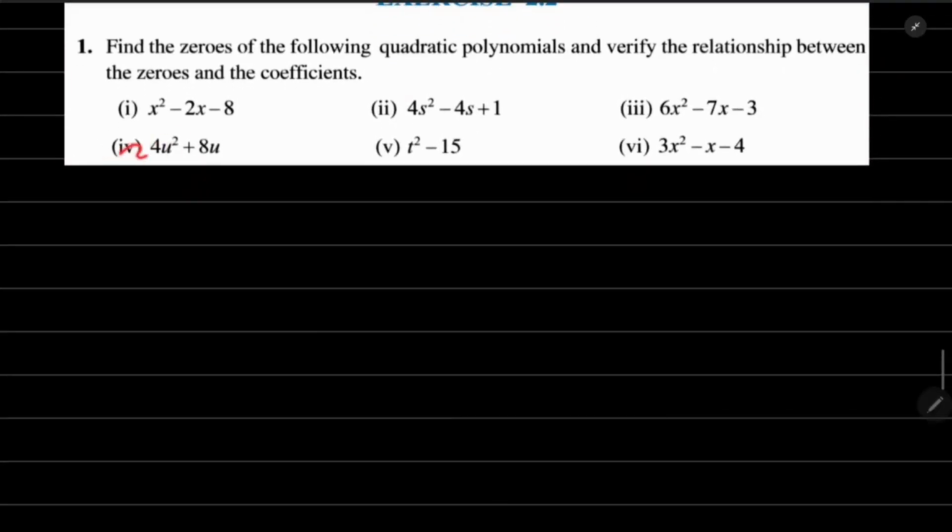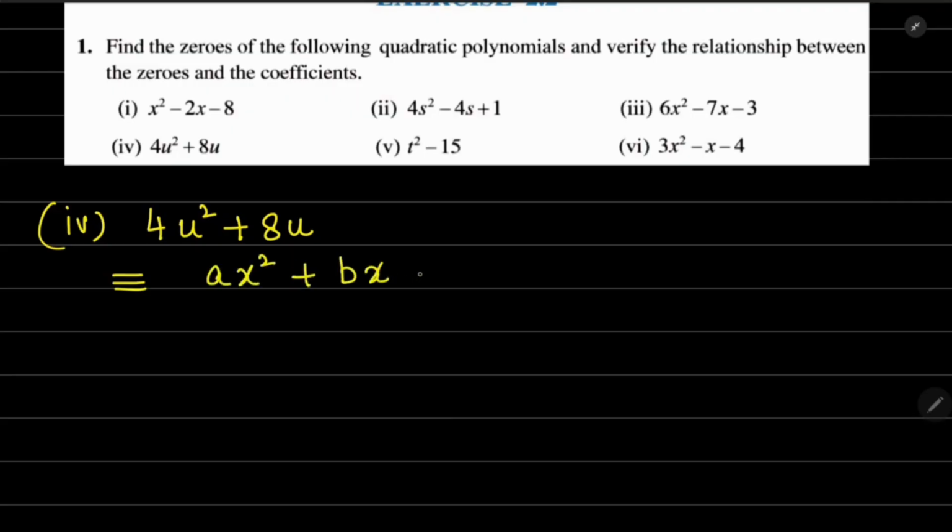What is the 4th question here? 4u square plus 8u. It's again very easy. Let's do it. You have to compare it with ax square plus bx plus c. So instead of x you are given u. So what is a here? A is nothing but the coefficient of u square, that is 4. What is b? The coefficient of u, which is 8. And c, you don't have a constant, so c is nothing but 0.